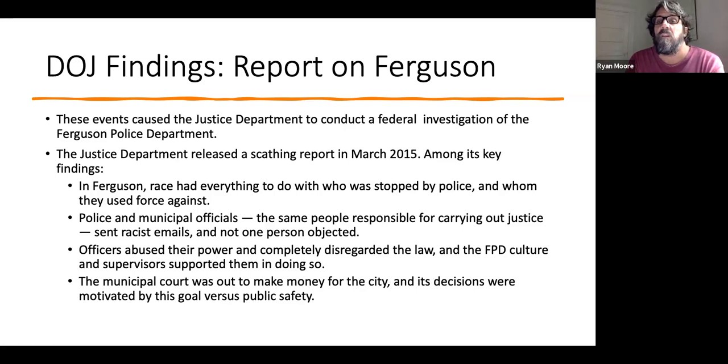This is beginning to uncover very systematic and widespread abusive practices that are not just in the Ferguson Police Department, but in many others.